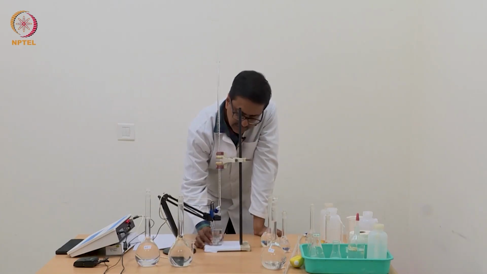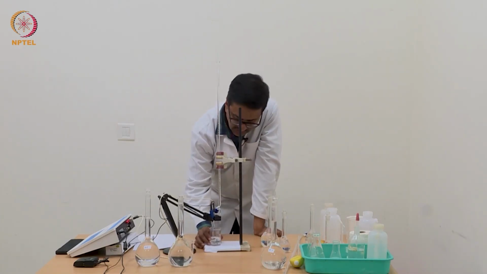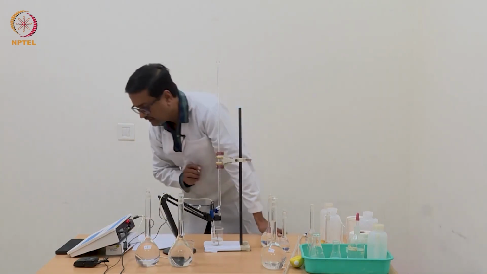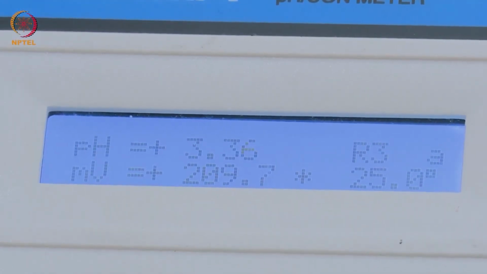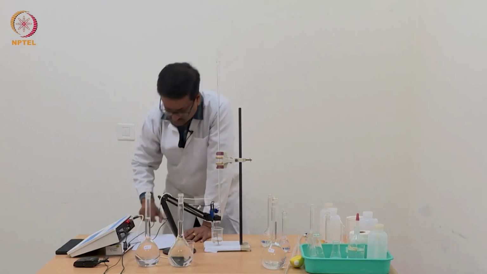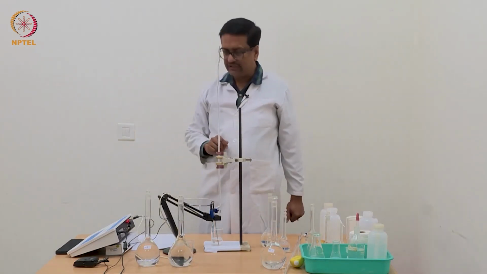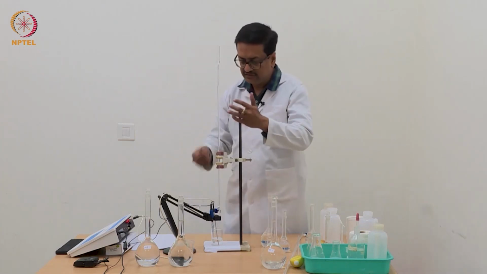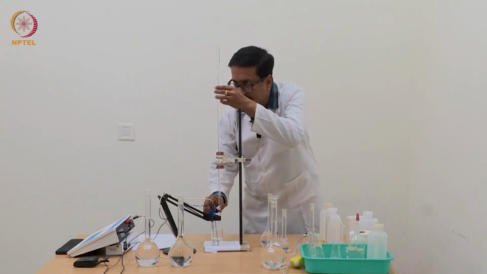Now we have added another 0.04 ml this time, and we have reached 0.54 ml and the pH is 3.35. So the increase is like 0.05, 0.04 in pH, that is happening almost constantly.